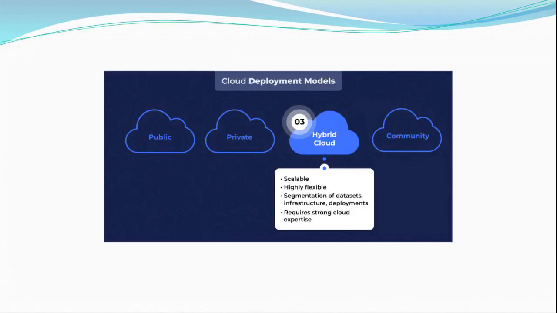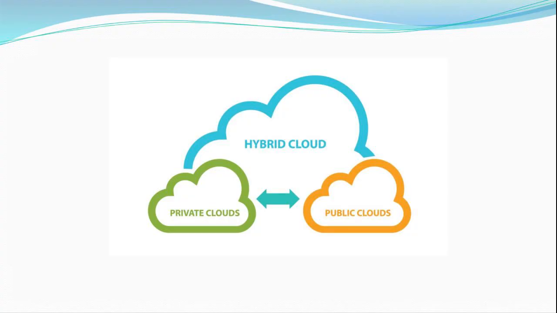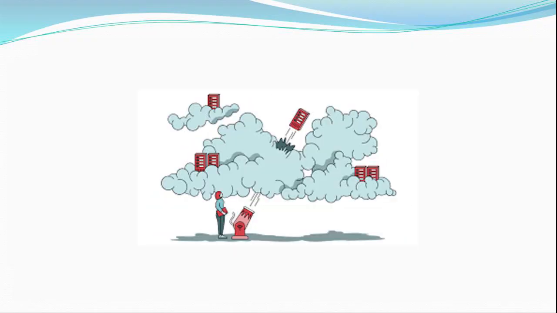Now, let's talk about the hybrid cloud model. A hybrid cloud is a combination of both public and private clouds. This means you can use a private cloud for sensitive operations and data, while using the public cloud for less critical workloads or for things like storage or computing power when demand spikes.